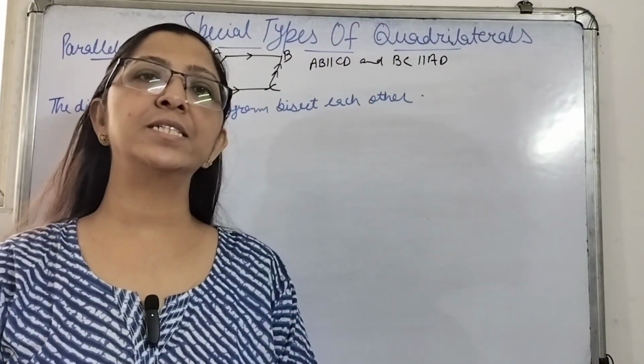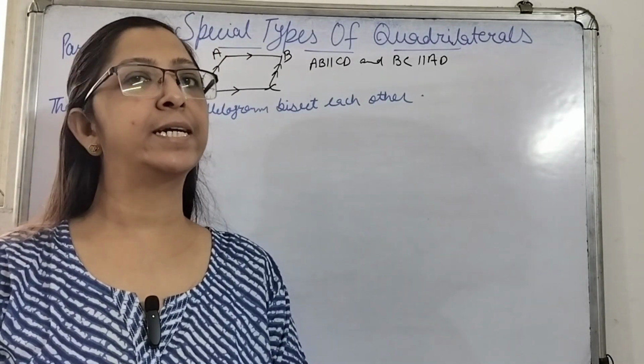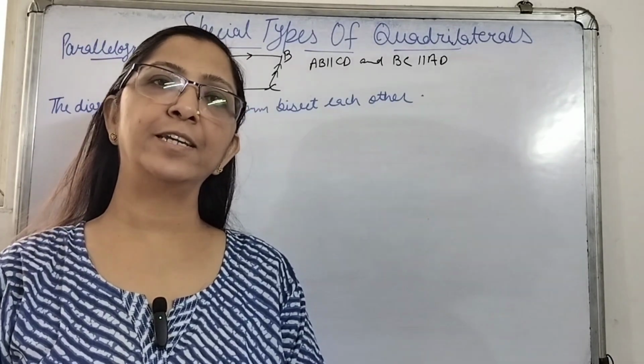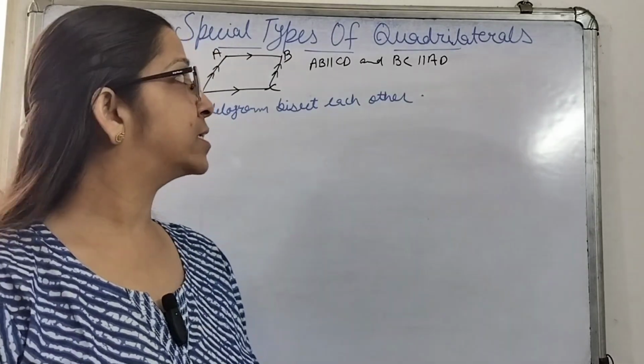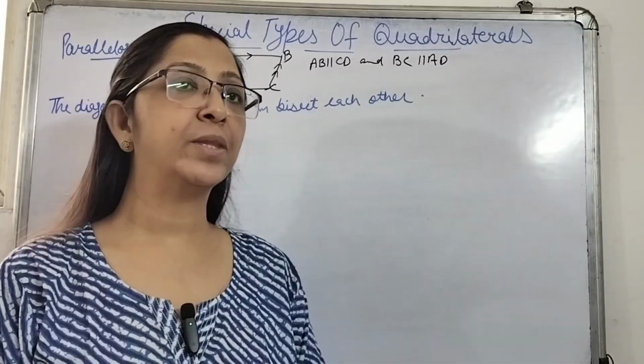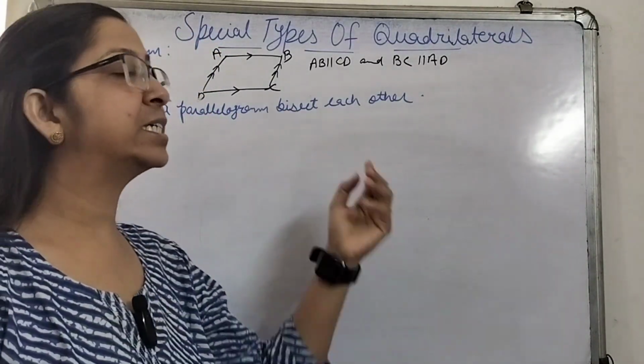Just now we have seen some of the properties of a parallelogram, that in a parallelogram opposite sides are equal, opposite angles are equal, and the diagonal bisects the parallelogram. Now let's see some more properties of a parallelogram. The property is that the diagonals of a parallelogram bisect each other.